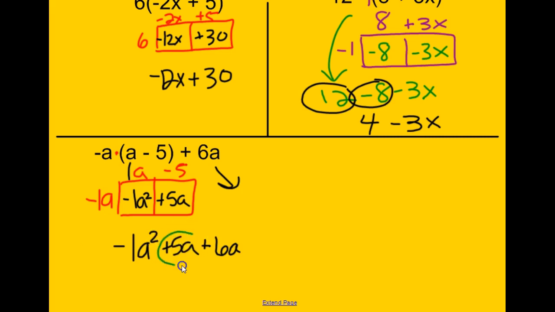We can combine our like terms. The only like terms we have are 5a and 6a. This has a squared, it's not the same. So our answer is negative 1a squared, and then 5a plus 6a is 11a.